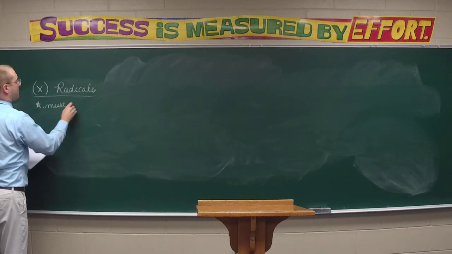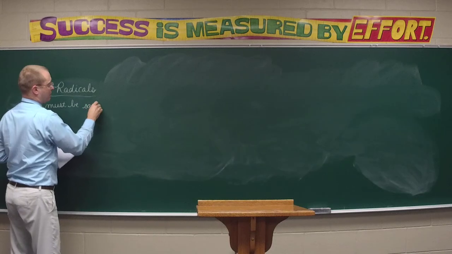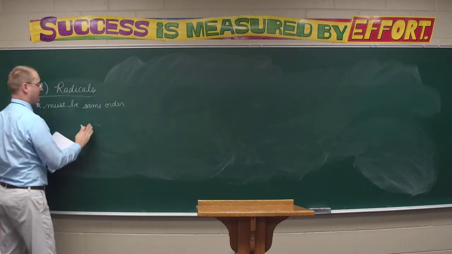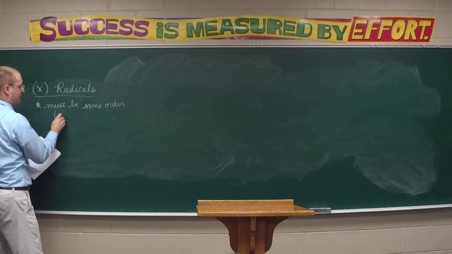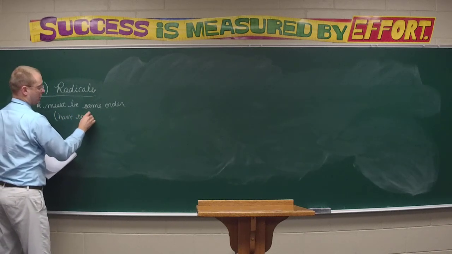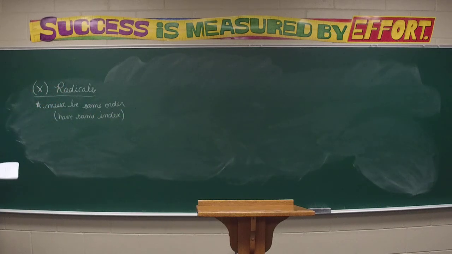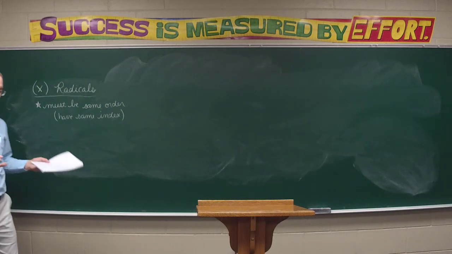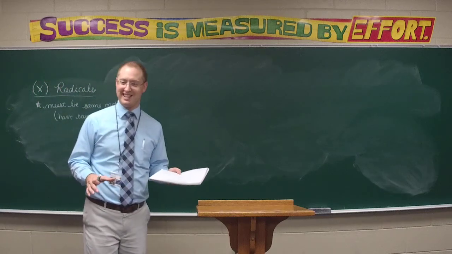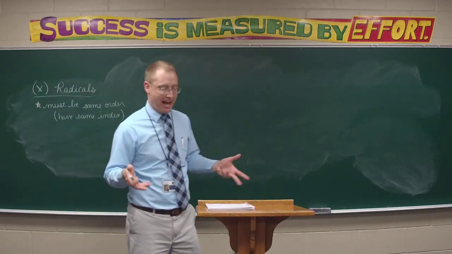So that's the only real requirement. Must be the same order. And that's another way of saying they have to have the same index. A third order radical is a cube root. A fifth order radical is a fifth root, and that kind of thing. So as long as the radicals are the same order, or they have the same index, in other words, they can be multiplied. And in Algebra 1 class, they were always the same order. And it was a beautiful, purposely constructed to be easy world. But this is Algebra 2, isn't it? Yes. So let's talk about how we get the same order.